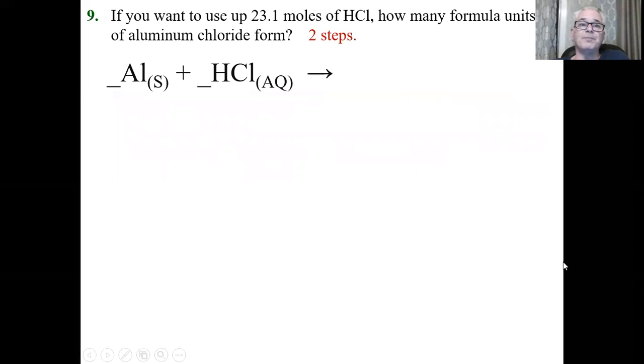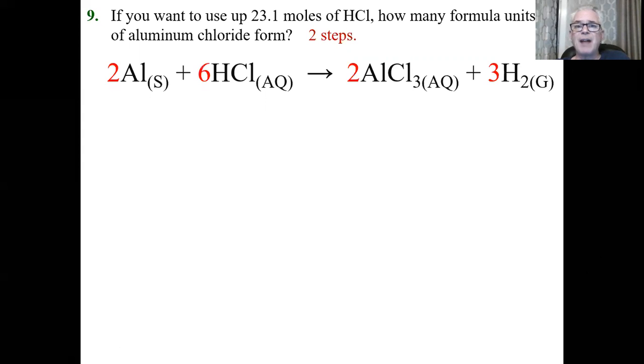Question number 9. Aluminum and HCl. We'll use the same chemical equation. This time we start with 23.1 moles of HCl. How many formula units of aluminum chloride are going to form? Now in this, we're going to use the same exact balanced chemical equation. 2:6 to 2:3, right? 2 moles of aluminum, 6 moles of acid, 2 moles of aluminum chloride, 3 moles of hydrogen. In this problem, there's a couple things going on.